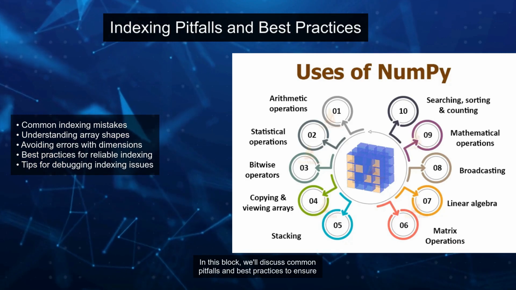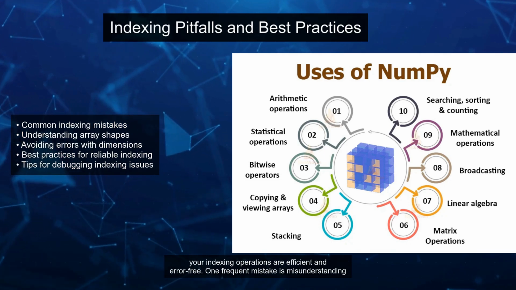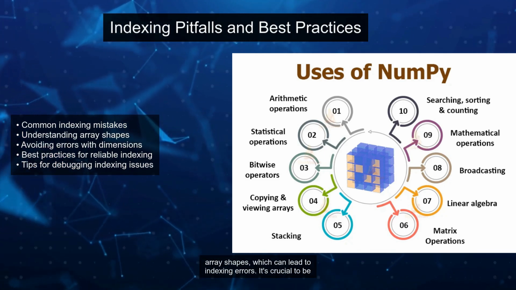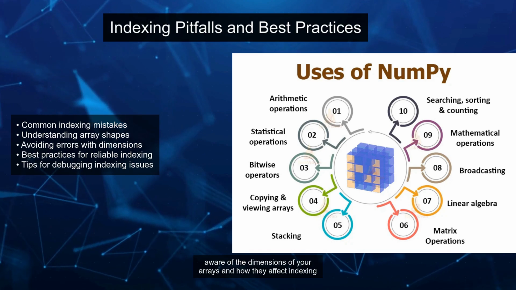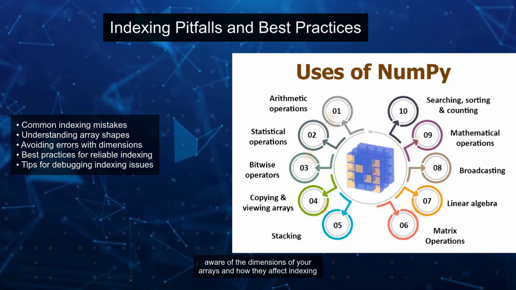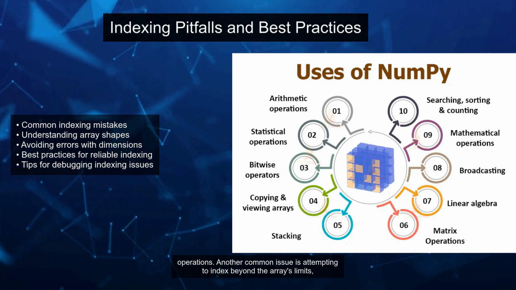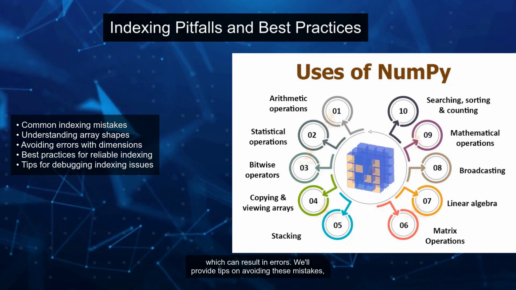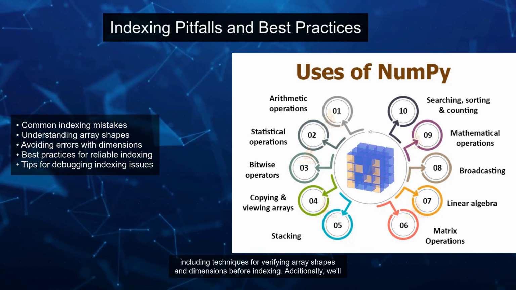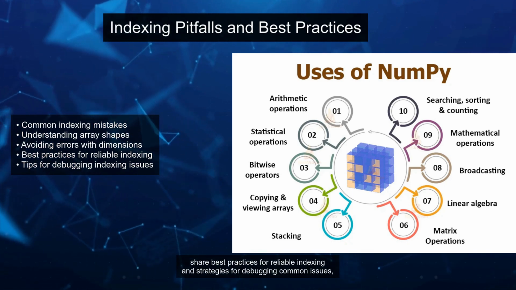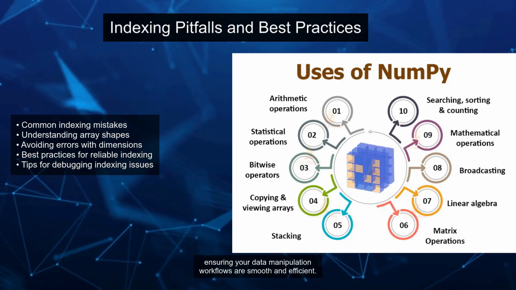While Numpy indexing is a powerful tool, it's not without its challenges. In this block, we'll discuss common pitfalls and best practices to ensure your indexing operations are efficient and error-free. One frequent mistake is misunderstanding array shapes, which can lead to indexing errors. It's crucial to be aware of the dimensions of your arrays and how they affect indexing operations. Another common issue is attempting to index beyond the array's limits, which can result in errors. We'll provide tips on avoiding these mistakes, including techniques for verifying array shapes and dimensions before indexing. Additionally, we'll share best practices for reliable indexing and strategies for debugging common issues, ensuring your data manipulation workflows are smooth and efficient.